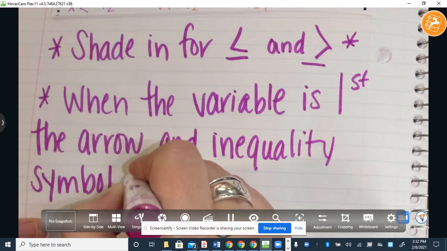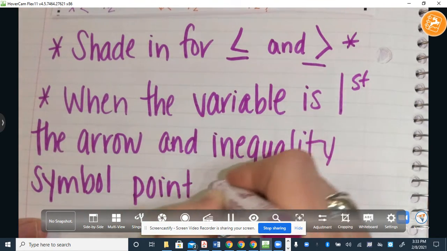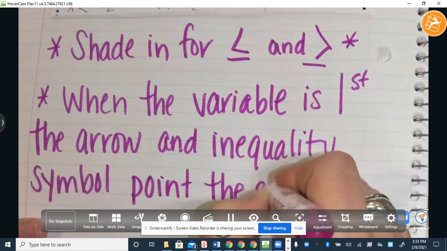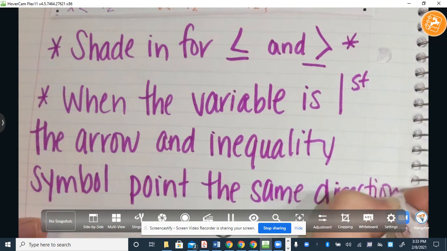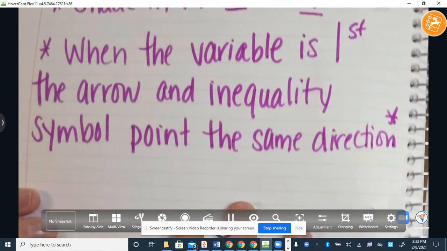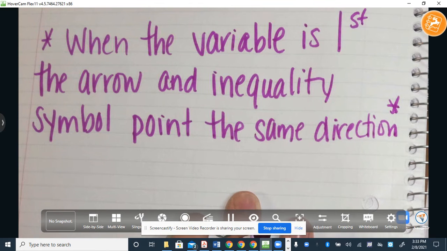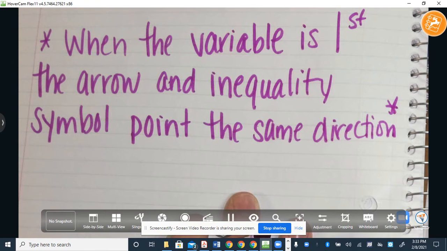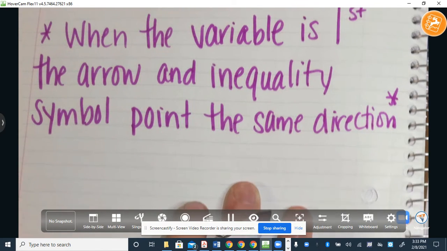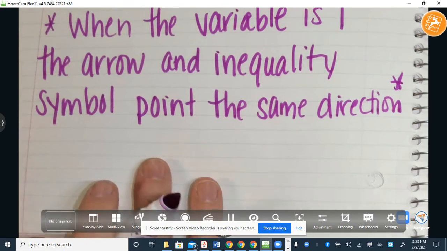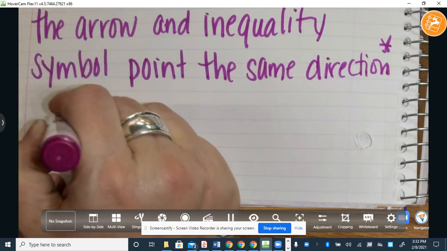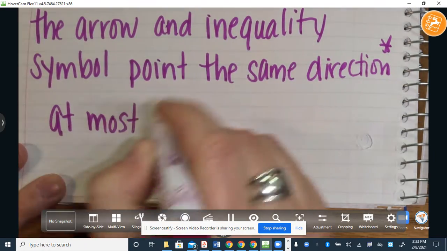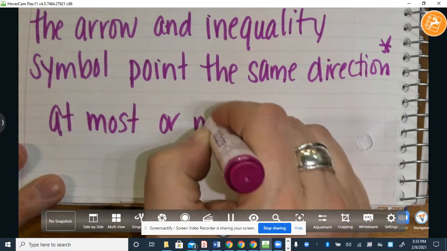Let's say a point in the right. Point the same direction. So that's very important. That will help you, especially next year when you're dealing with two-step inequalities, making sure that your variable's always to the left or always first, and then your number's always last or to the right. And keywords for you to remember, guys, is at most or no more than.